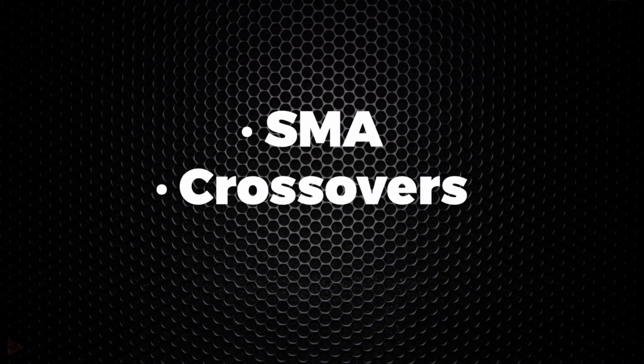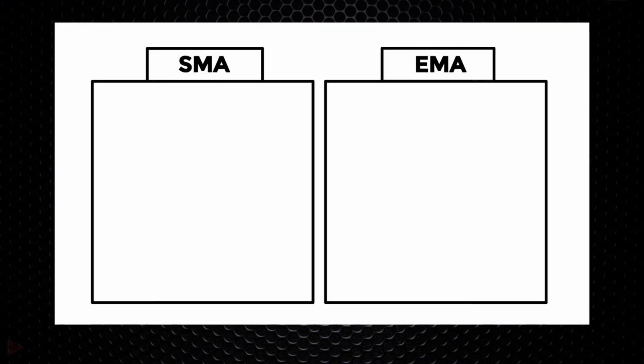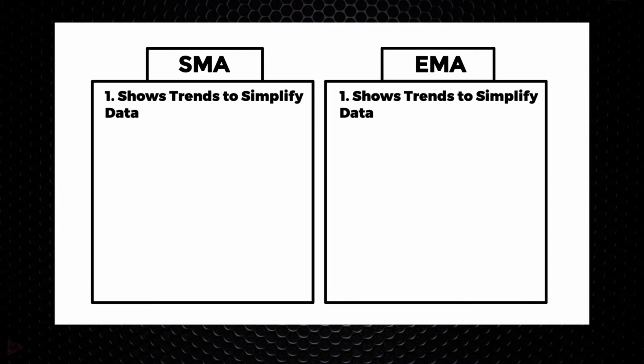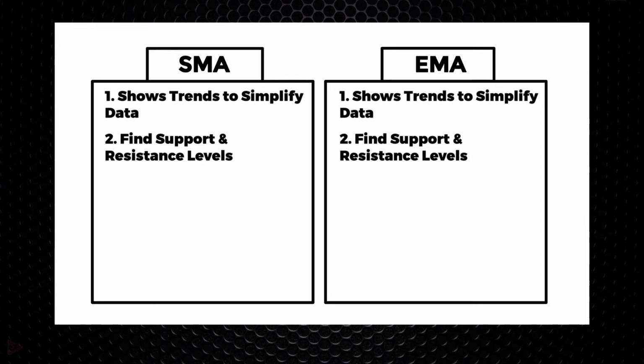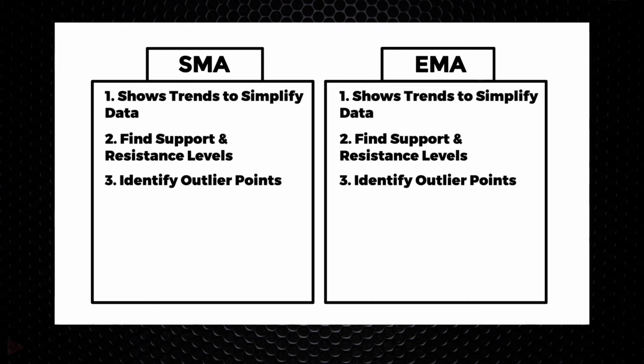So today's lecture is going to be about moving averages. We're going to talk about simple moving averages, crossovers, and exponential moving averages. So why use moving averages? The first reason is to smooth erratic data and to show trends, and this gives you a better idea of where the trend is going. The second reason to use moving averages is to find levels of support and resistance. And the final reason is to find price extremes.